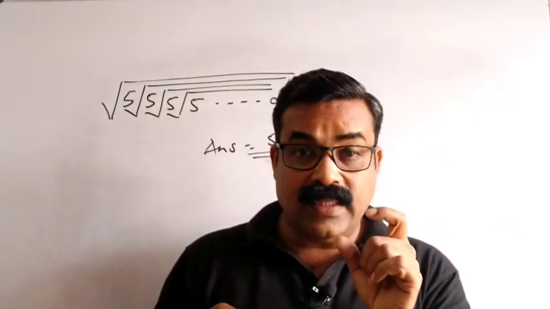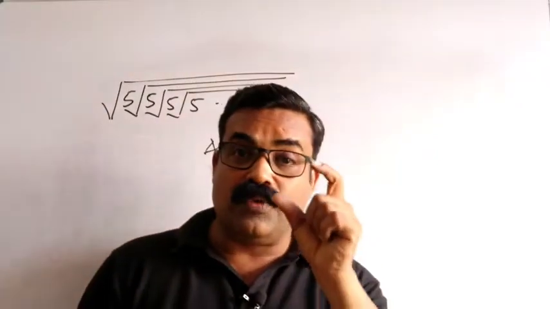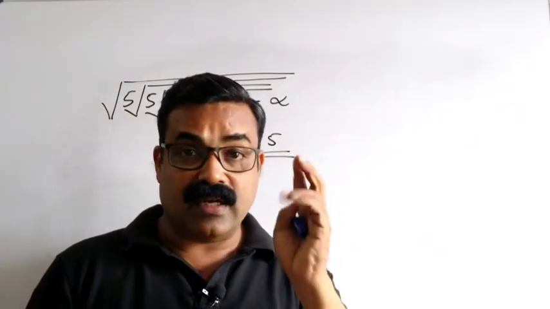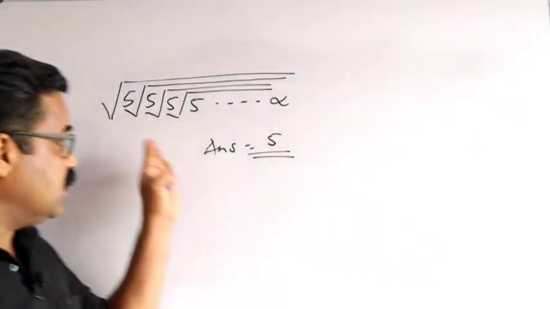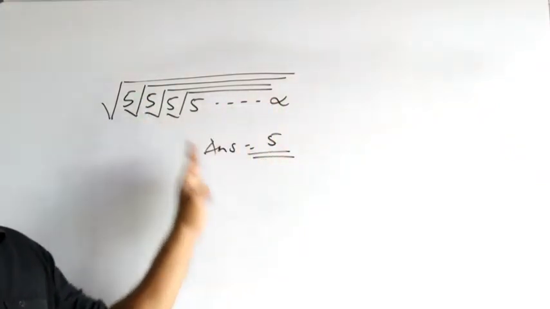Ensure that the number is given up to infinity. If it is not up to infinity, the answer would have been different. Understand the concept very clearly. If the series is given up to infinity, then the answer will be the number itself.